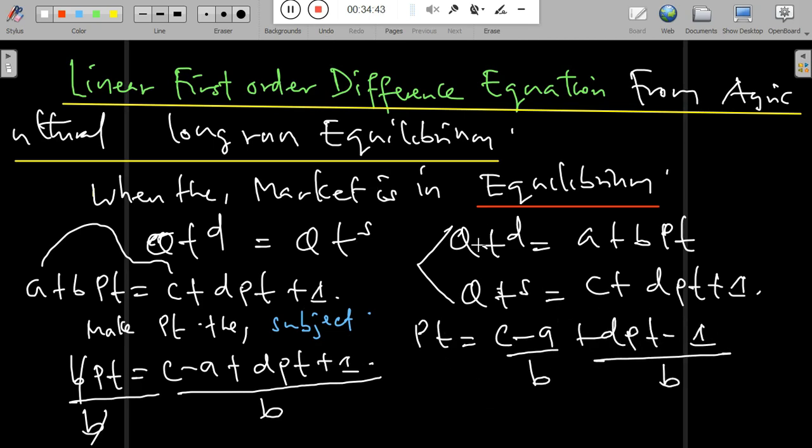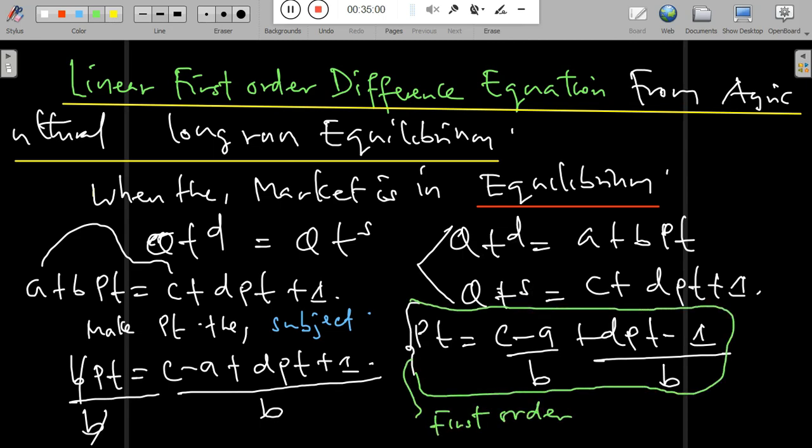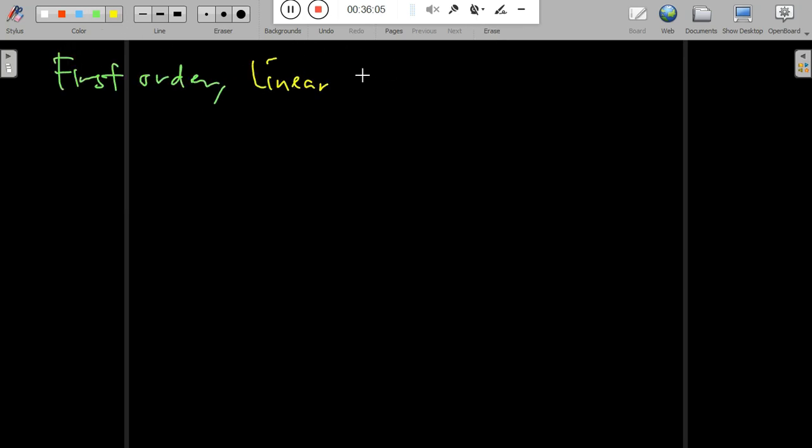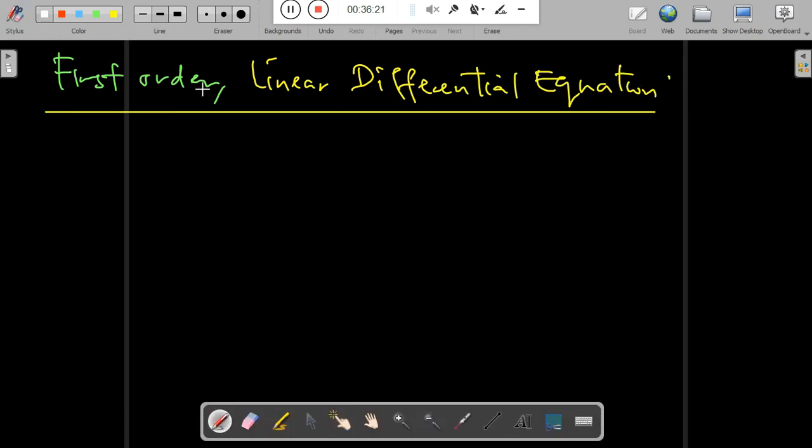So we take out A plus C, then we equate the first order differential equation, which will be Pt equals (C minus A) over B plus D P(t-1) over B. So Pt is what we call the first order linear differential equation. And we use this to predict the behavior of the price in the coming years, as well as to compare the quantity of the previous and the coming years.